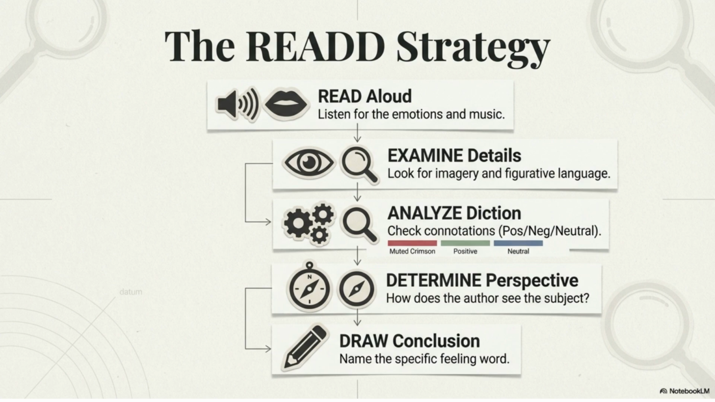Then, analyze diction by focusing on word choice and connotations, deciding whether the language feels positive, negative, or neutral. After that, determine perspective by asking how the author views the subject: supportive, critical, amused, fearful, or detached. Finally, draw a conclusion by naming the tone using a precise feeling word. Together, these steps help readers move beyond guessing and use textual evidence to explain how tone is constructed.